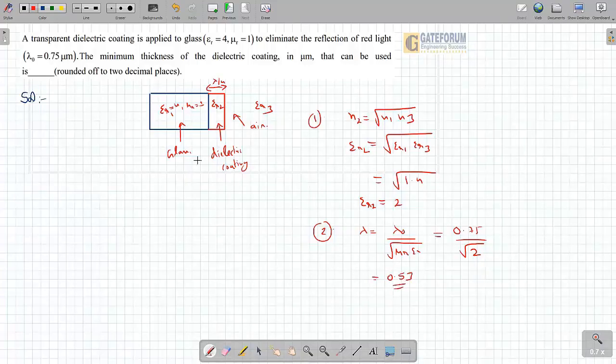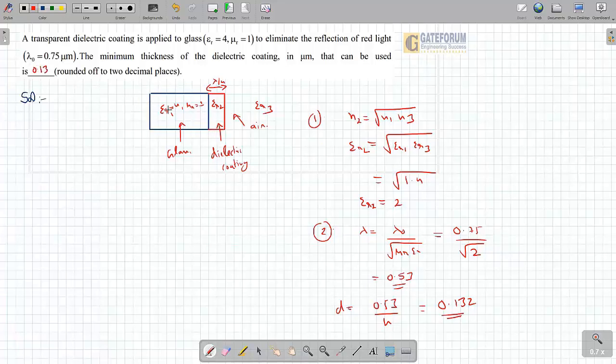Now, as a quarter wave transformer, this length must be equal to lambda by 4. So D is 0.53 divided by 4, that is 0.132. Answer is 0.13 micrometer. That should be the thickness of the dielectric coating.